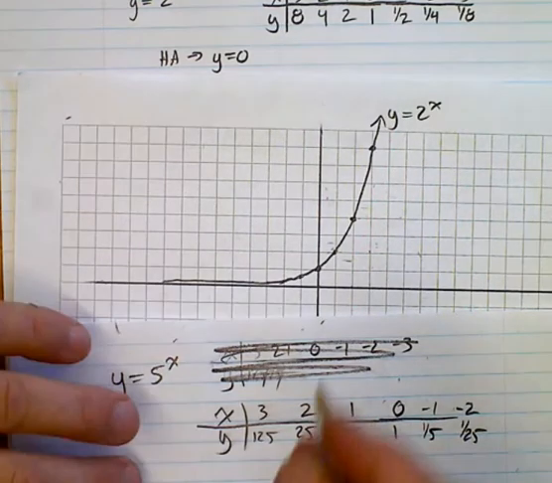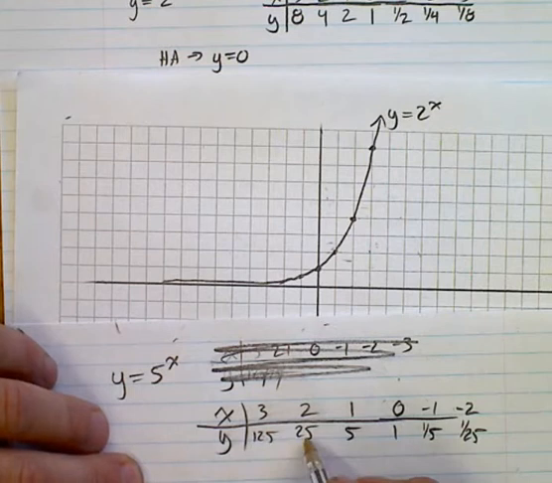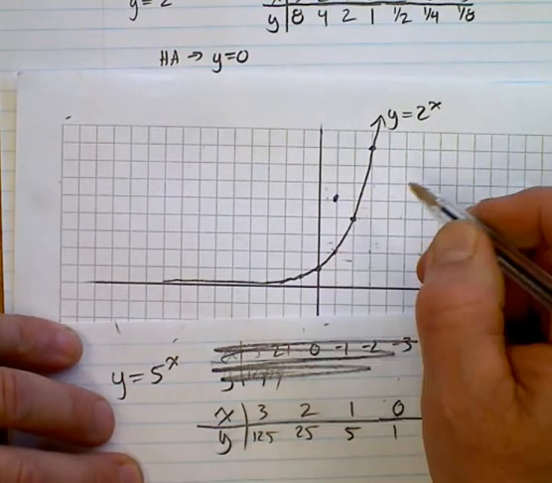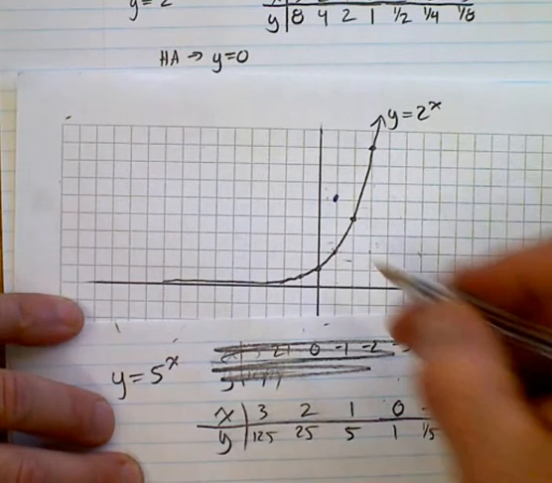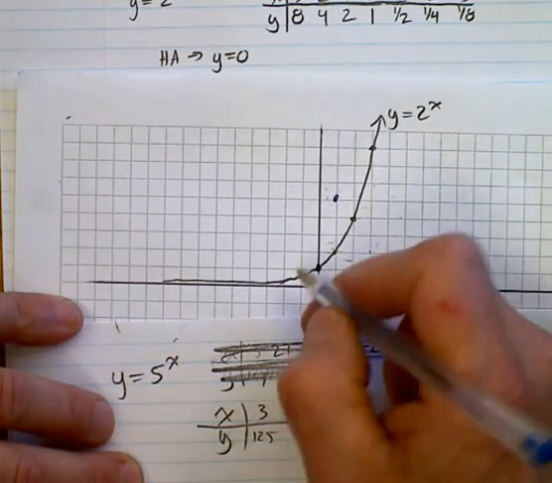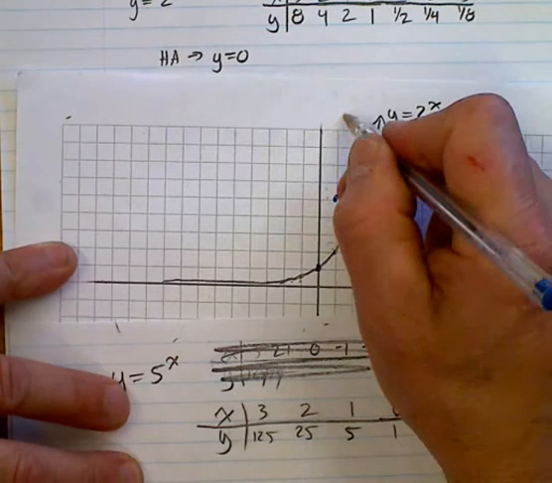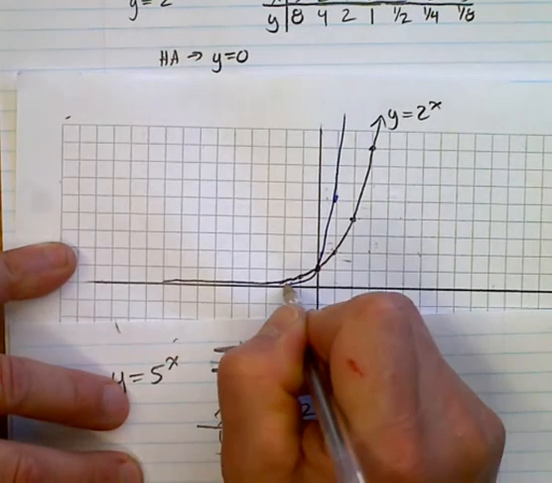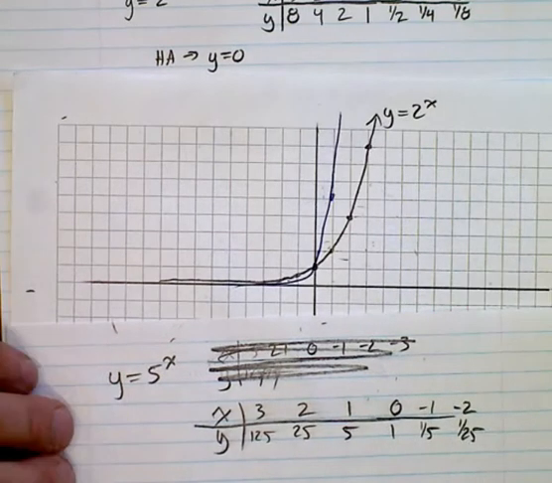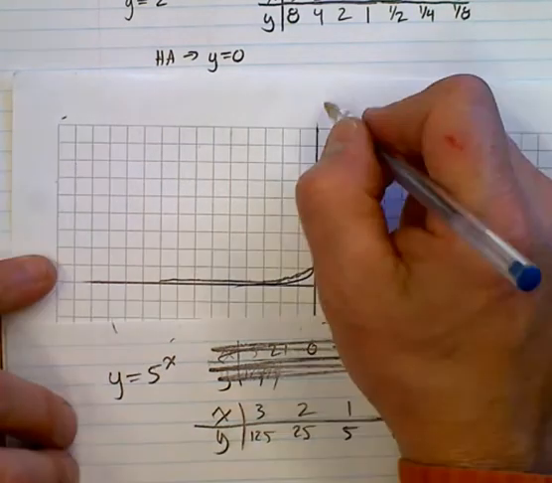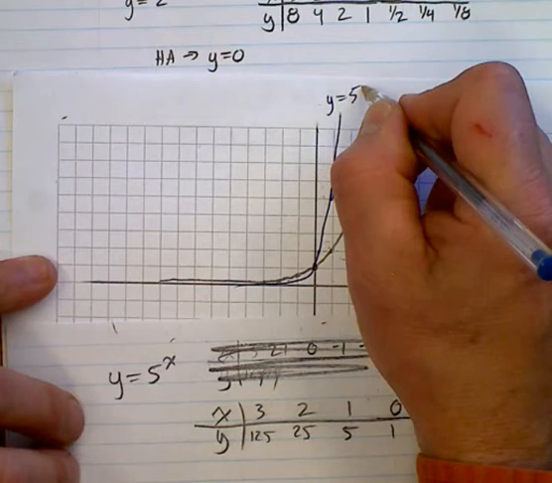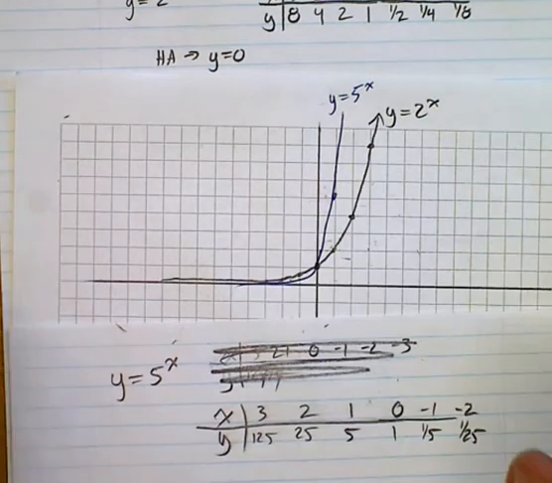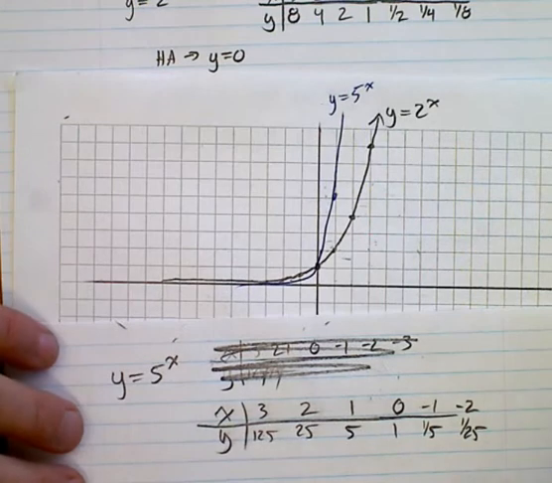So I can't plot that, but if x was 1, I could see that it'd be up at 5 here. And if x is 0, you can see I'm at 1 there, and then it's 1/5 and 1/25. So what's happened here is that you've just got a much steeper parabola, but you still have a horizontal asymptote at 0. This is y is equal to 5 to the power of x. So what happens when you increase your base is that your line gets steeper, okay?